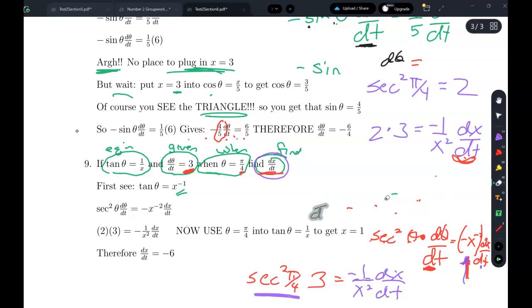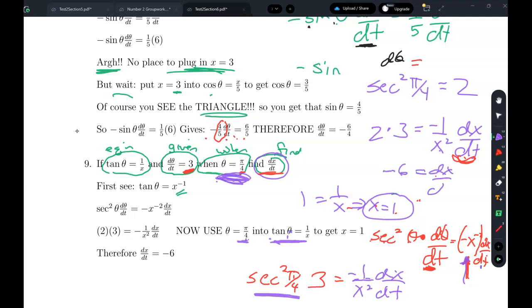So how am I going to solve for x? If I look back at my when information, can I plug pi over 4 into my original equation? I can. So if I put in pi over 4, tangent of pi over 4 is 1. So I get 1 equals 1 over x. Oh, that means x is equal to 1, and that's what I can plug in. And so then I divide, so I get negative 6 is dx over dt.